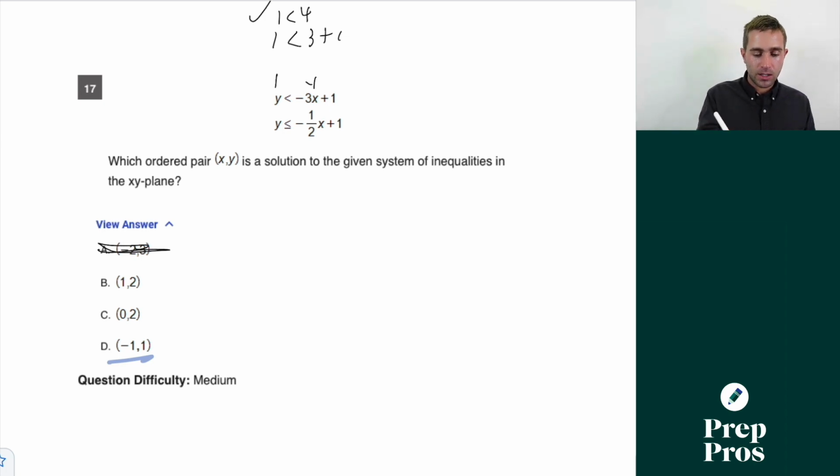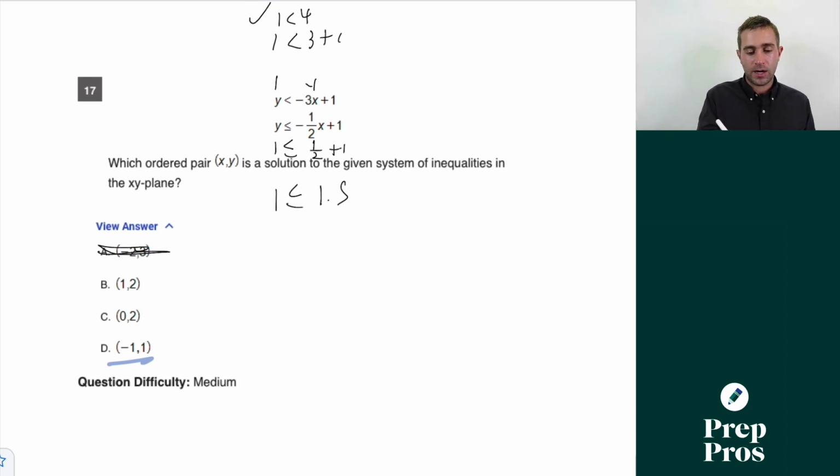So this is going to give us that 1 is less than or equal to negative 1 half times negative 1, which just gives us 1 half, plus 1 gives us 3 halves or 1.5. Well, 1 is less than or equal to 1.5, so this is also true. So I can spot that D is my right answer.